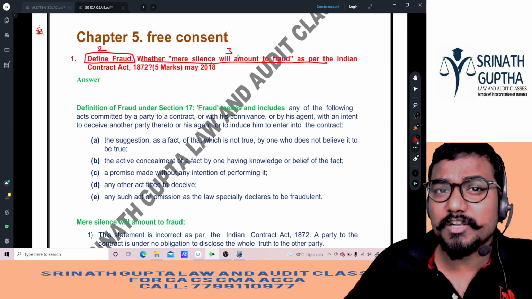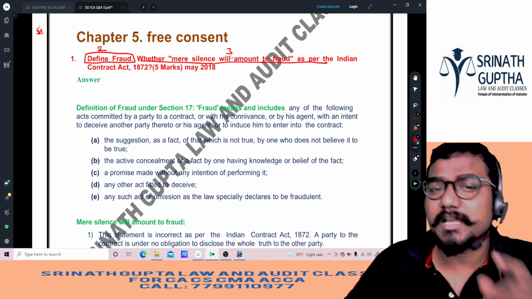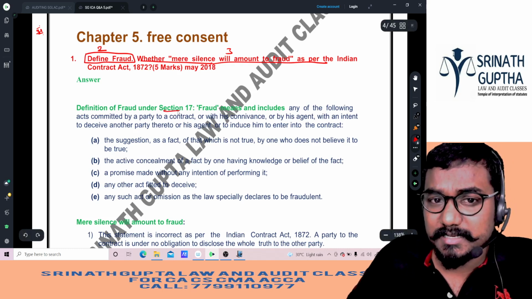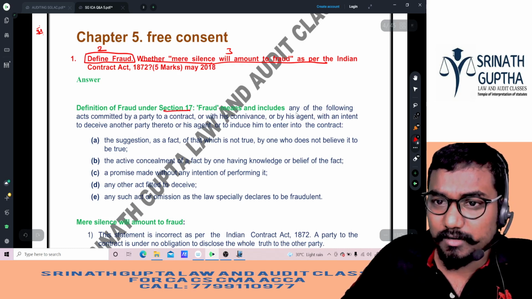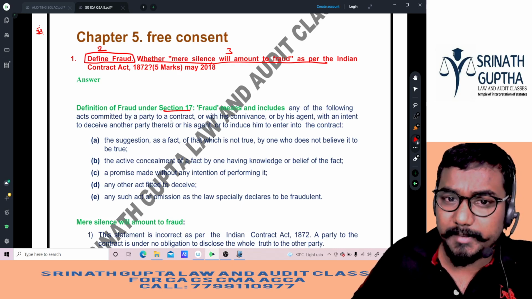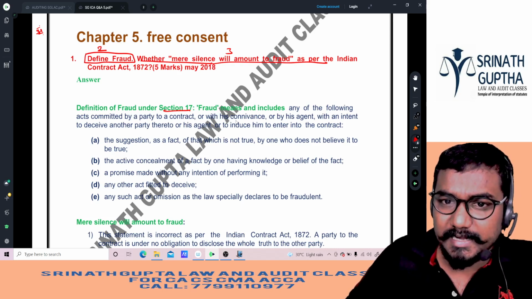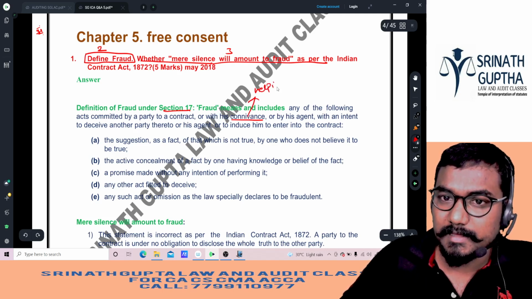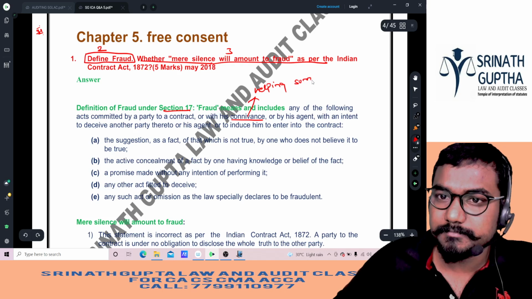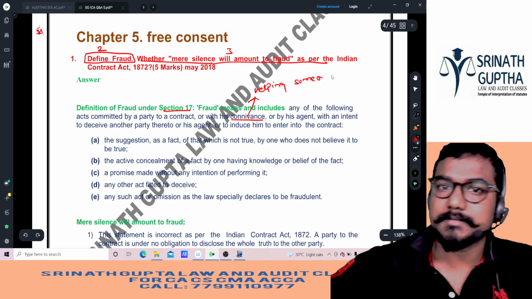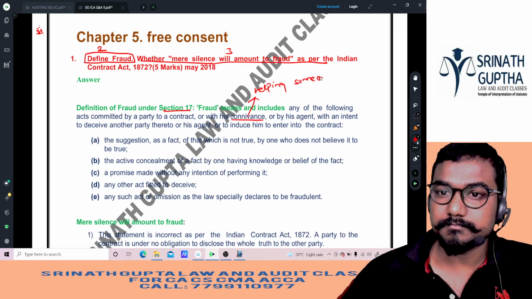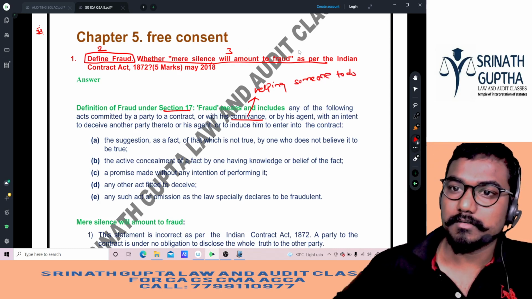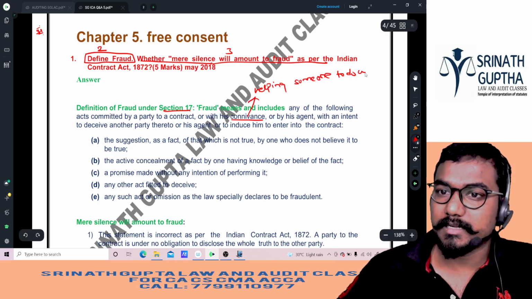But the definition is different, the meaning is different. He is not asking the meaning of fraud, he is asking the definition of fraud, beta. So the definition of fraud is defined under Section 17. Fraud means and includes any of the following activities committed by a party to contract or with his connivance. Connivance means helping someone to do wrongful activity.